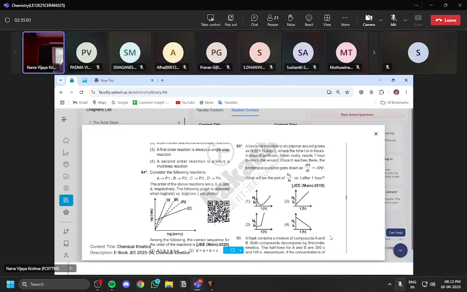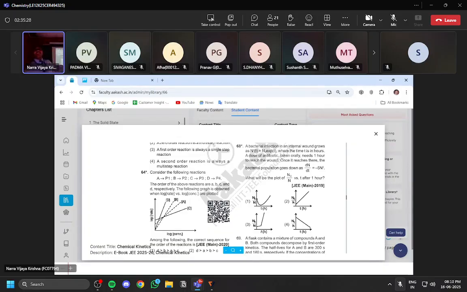Graph after 1 hour. See the question. They are not asking the N0 by N graph. They are asking the N0 by N versus t graph after 1 hour. Up to 1 hour, they don't want. Up to 1 hour, it decreases. After that 1 hour, it increases. They want after this point only.